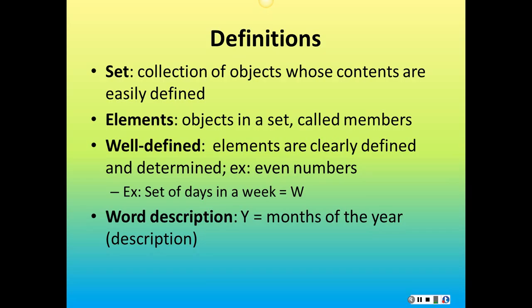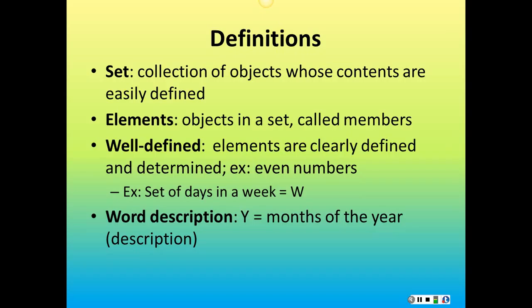For example, even numbers. Or if I say I'm going to make a set W, and it's going to represent the days in a week. So those are very clearly defined. It's very obvious what that is, and it's very obvious what it isn't. We know Monday is an element of that set, Tuesday, Wednesday, Thursday, etc. But for example, a food, like a hot dog, is not in that set. And that's what it means to be well defined. It's very clear what is and what is not in the set.